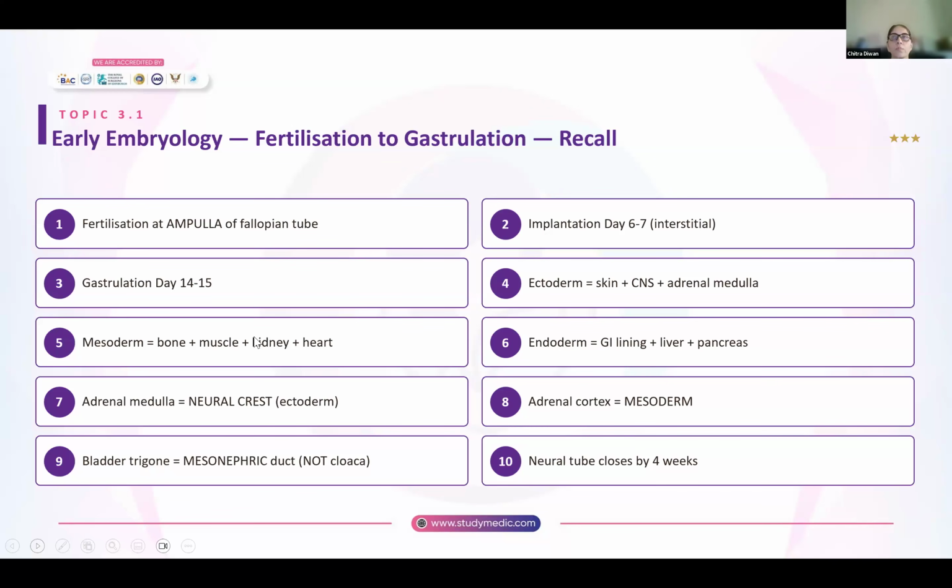So normally we know the mesonephric duct is something which regresses in females, but in the female also, the mesonephric duct is important because it leads to formation of the bladder trigone in both males and females. And another thing to remember, the neural tube closes by 4 weeks. So if you want to prevent neural tube defects due to folic acid deficiency, it is important that you start giving folic acid in the preconceptional period.